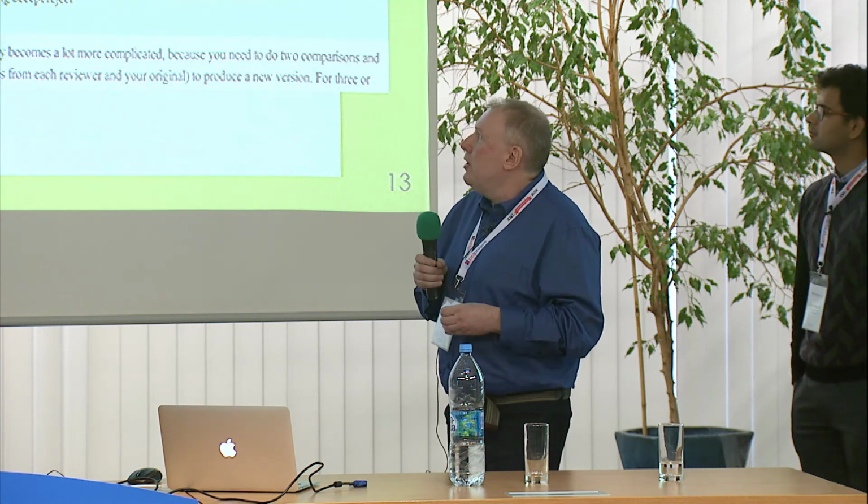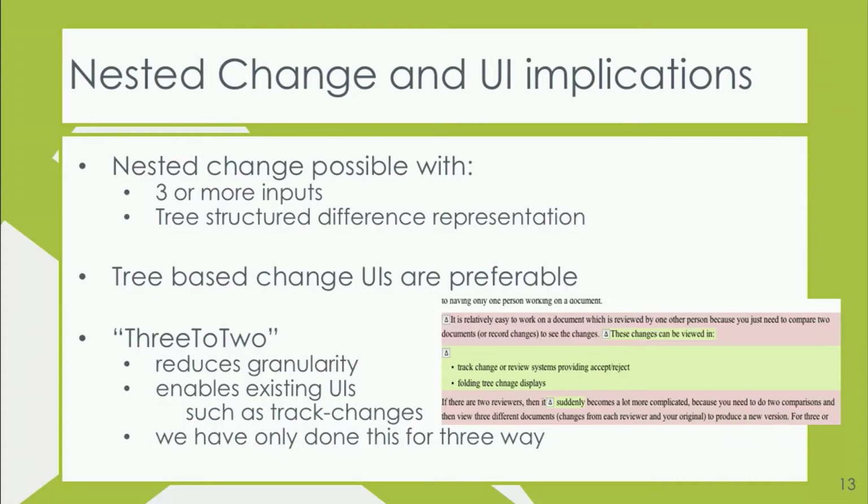So quickly moving on to some of the unique features you get from a tree merge. One of them is the concept of nested change. With 3 or more inputs and a tree-structured representation, changes can nest. In the example on the right-hand side, we created a proof of concept demonstration of this in Oxygen a few years ago. You might not be able to read what's on the slide, but the important thing is the red represents something like a paragraph being deleted, and inside that, an addition has occurred, which is represented in the green.